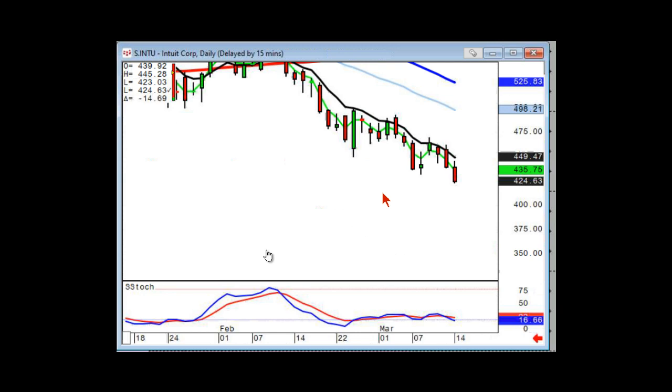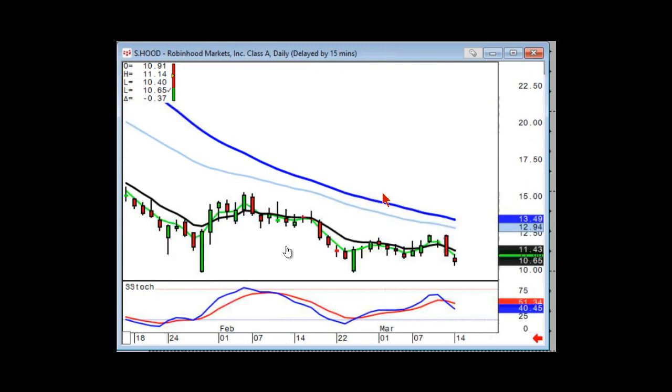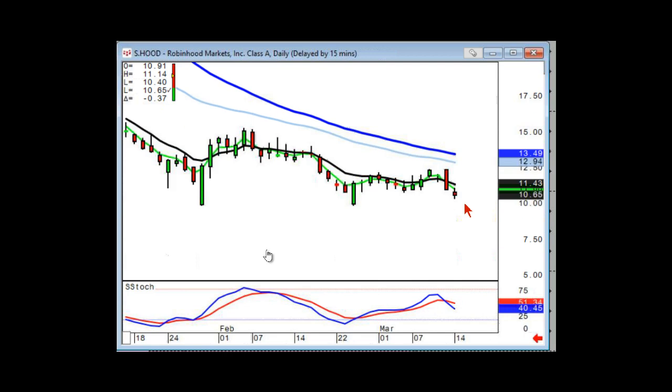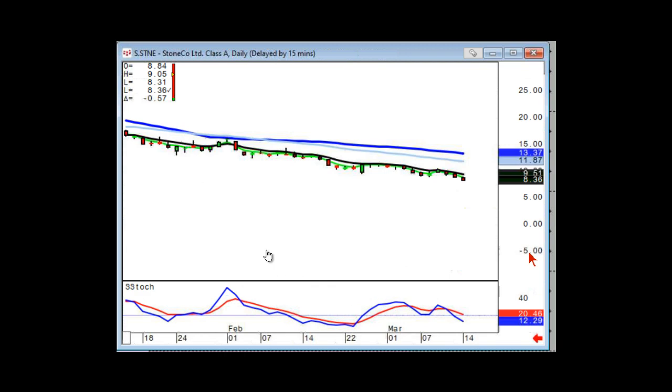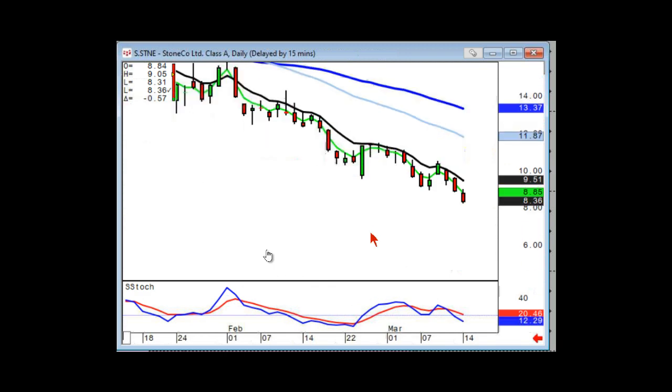Hood. This one you could short on a lower open. Your bearish doji sandwich after a bearish left-right combo, still telling you your downtrend is working. Stone. I would just stay short on this one.